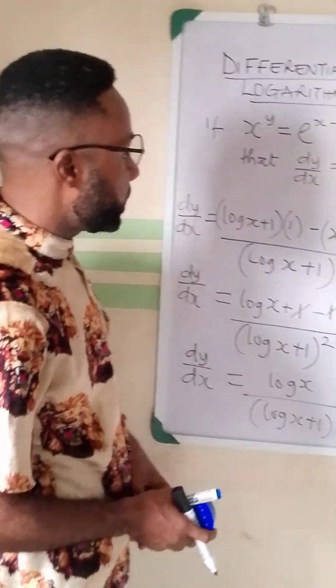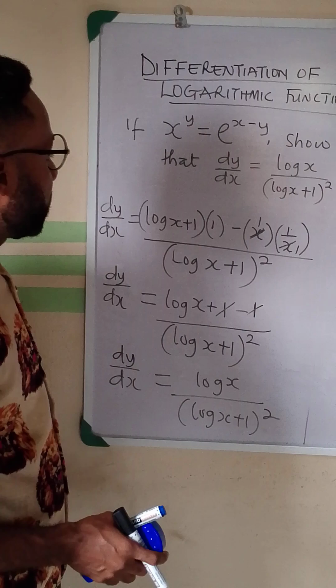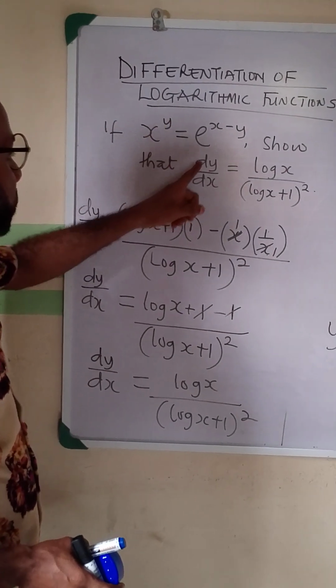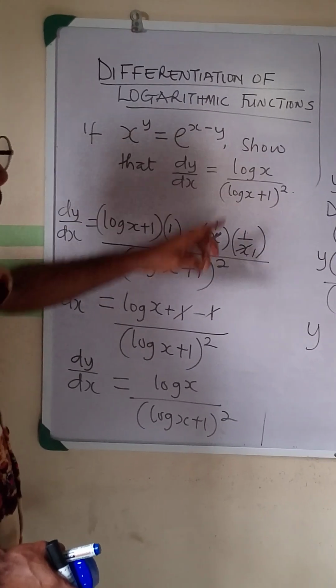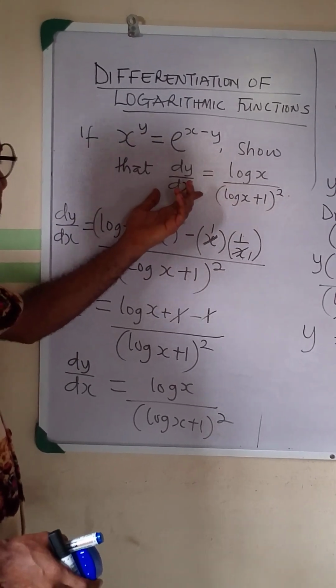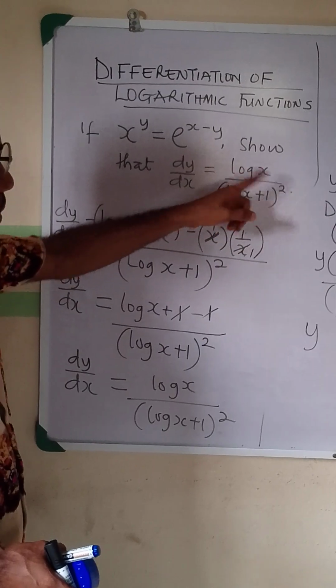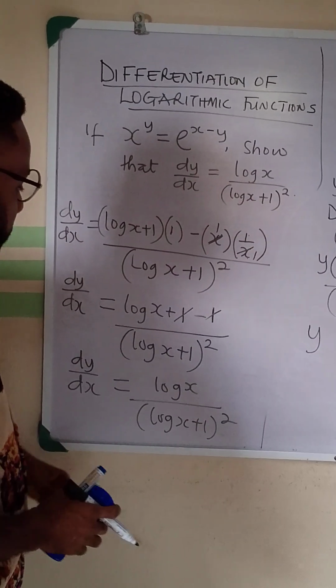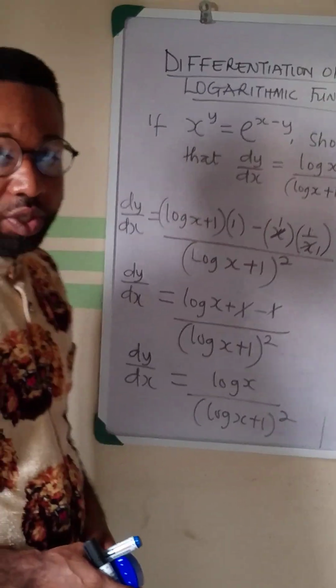And so we've been able to prove that for x raised to power y equal to exponent x minus y, dy/dx is log x all over (log x plus 1) raised to power 2. So we've been able to show that correctly.